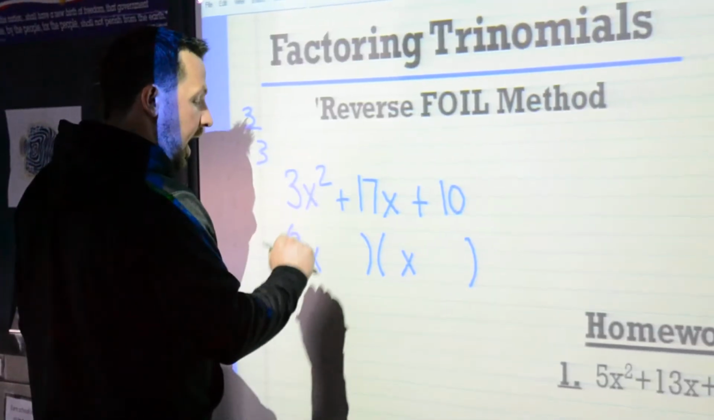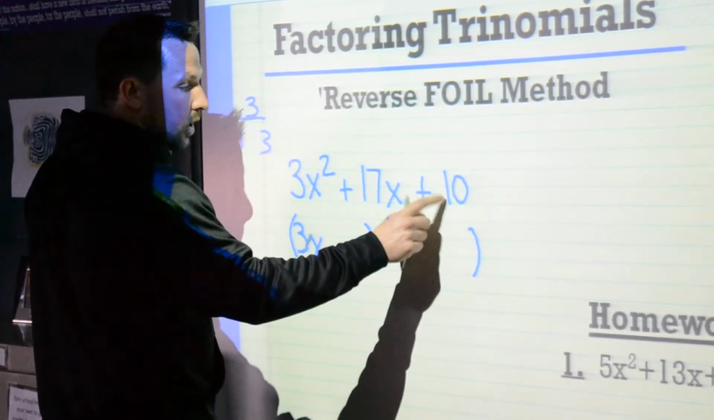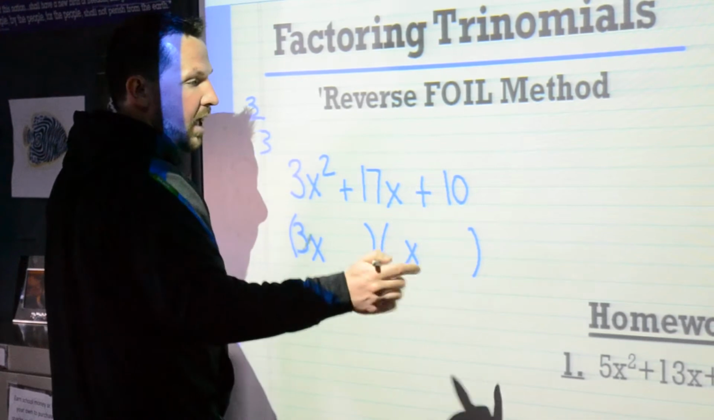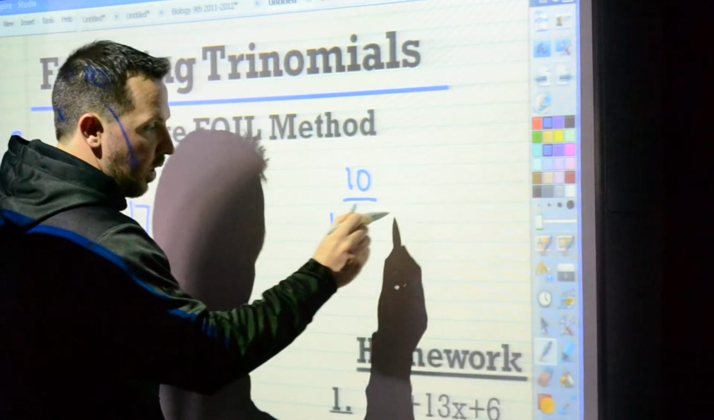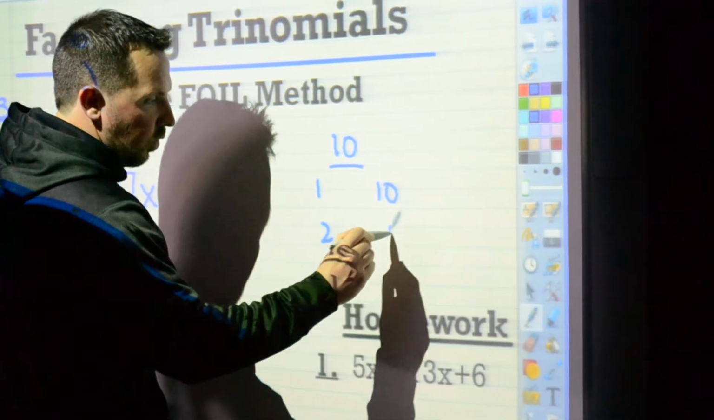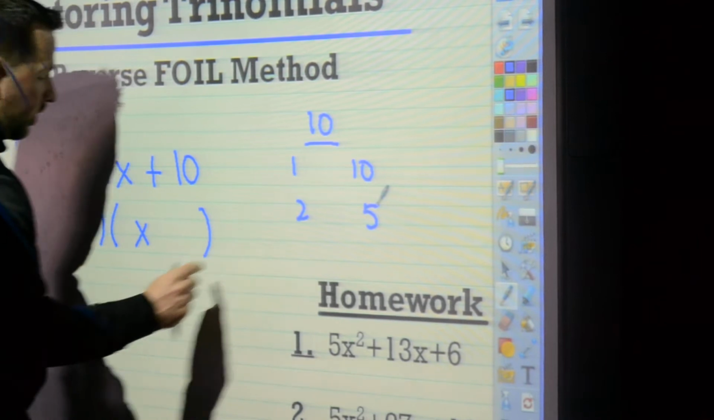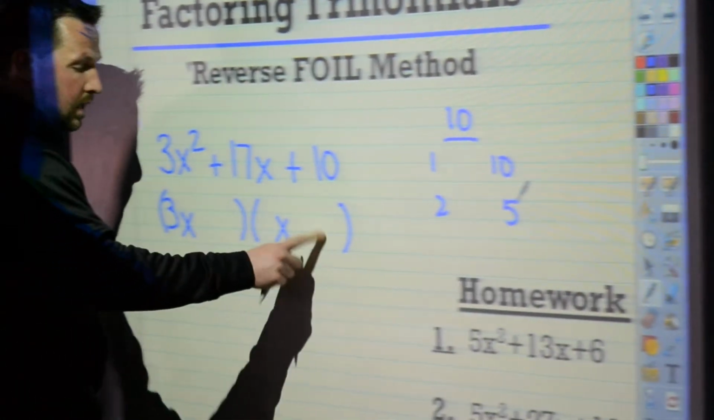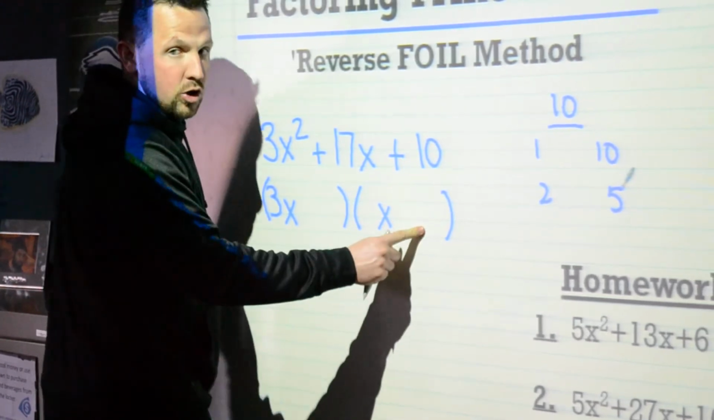Next, we're going to look at how can we possibly find what these two take up. Looking here, we know that we have to find our factors of 10. 10 has a few more factors. It has 1 and 10 and 2 and 5. Now remember, that means we now have 4 different choices. It can be 1 and 10, it can be 10 and 1, it can be 2 and 5, and it can be 5 and 2.